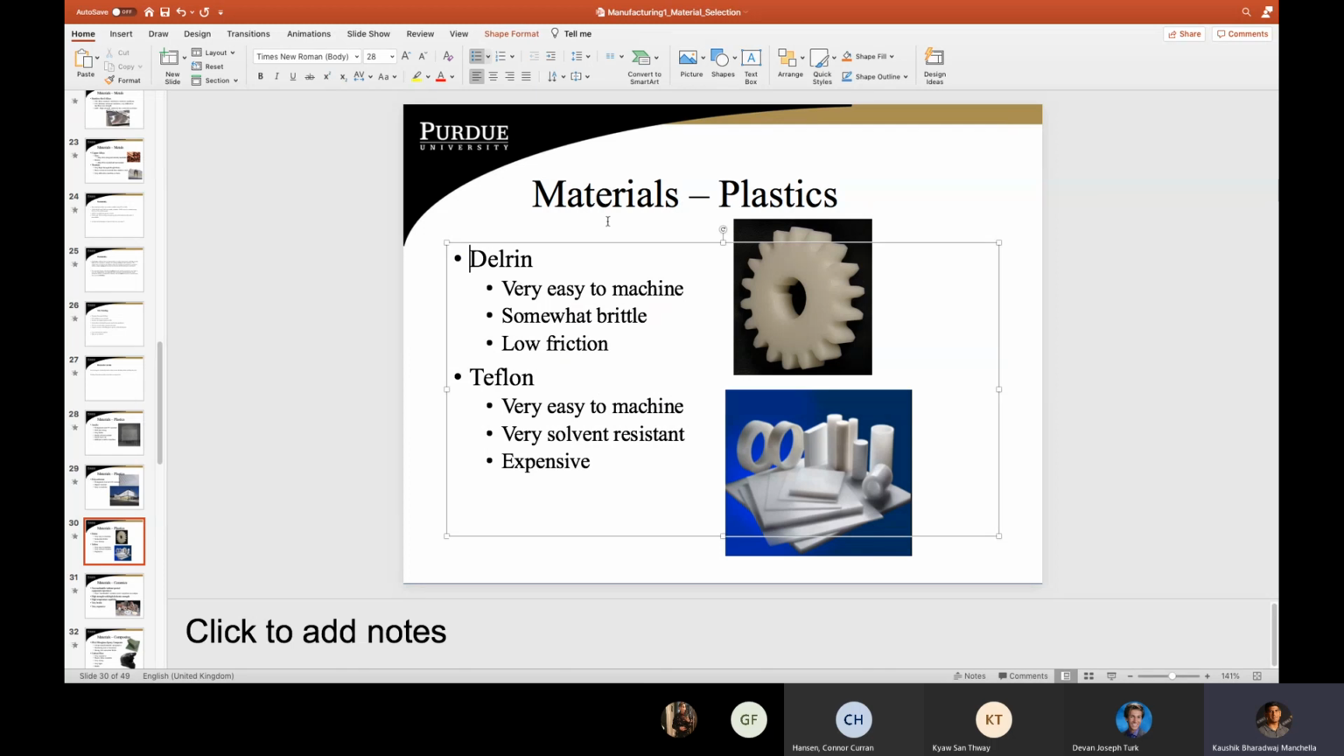Other plastics you can consider are Delrin and Teflon. Generally, they're very easily machined. You can use whatever we have downstairs to easily machine them. Delrin is known to be smooth. I put a picture of a gear because it's chosen for gears due to its very low friction.